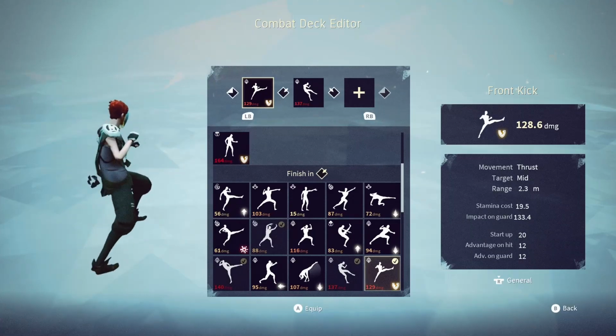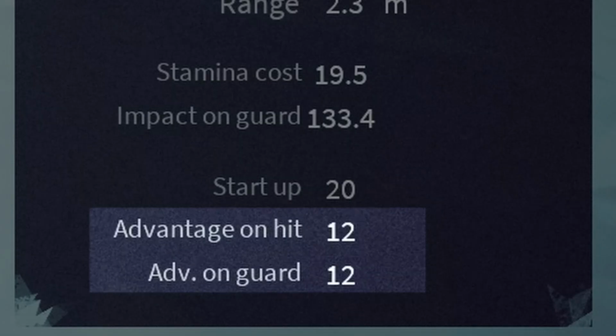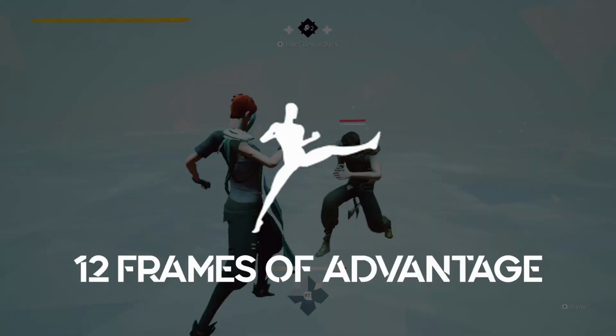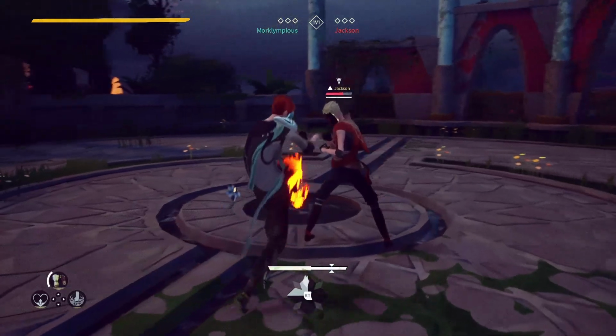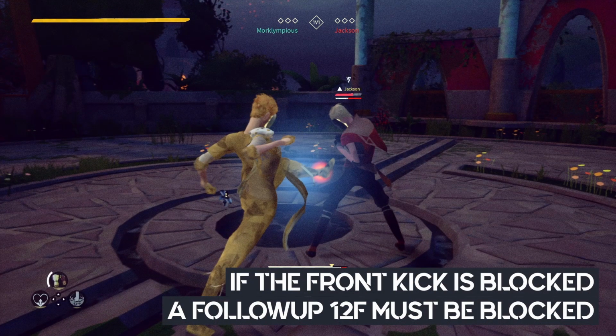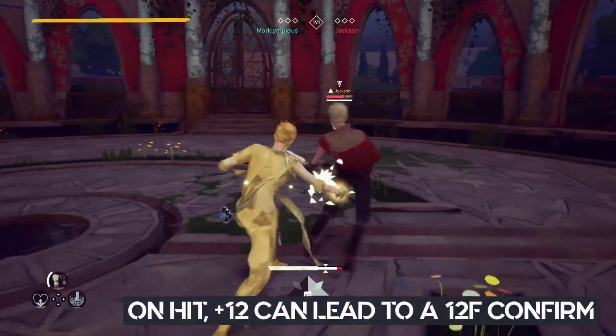Front kick is a pretty good move. You can see here it has these two numbers, advantage on hit and advantage on guard. They pretty much mean what they say. If I hit someone with a front kick, I am granted 12 frames of advantage. Another way to put this is that I am plus 12. If I hit someone with a front kick and they're blocking, they'll eat a bunch of stamina damage, sure, but more than that, I'm still plus 12. And any option they have is now delayed by those 12 frames.